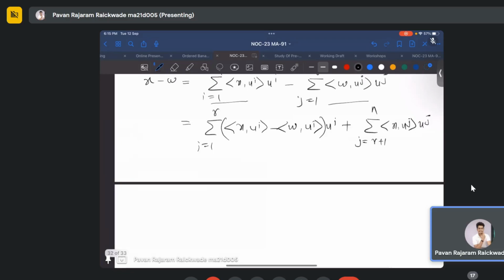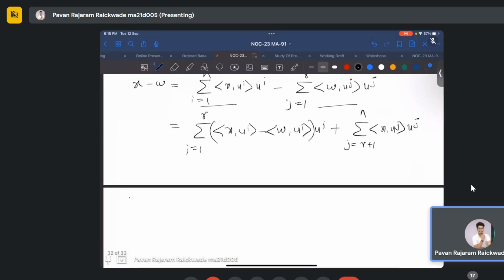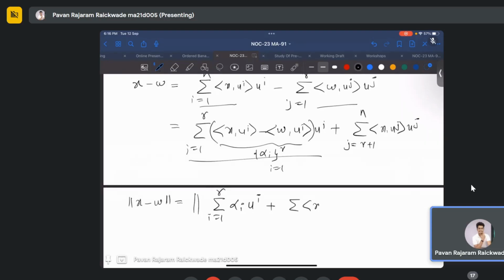Okay. Now what is the norm of x minus w, which is the norm of this first term. Okay, these scalars I'll call alpha i. These scalars are represented by alpha i, where i goes from 1 to r only. This is the norm of the summation of alpha i ui, i going from 1 to r, plus the summation of inner product of x with uj times uj, j going from r plus 1 through n.